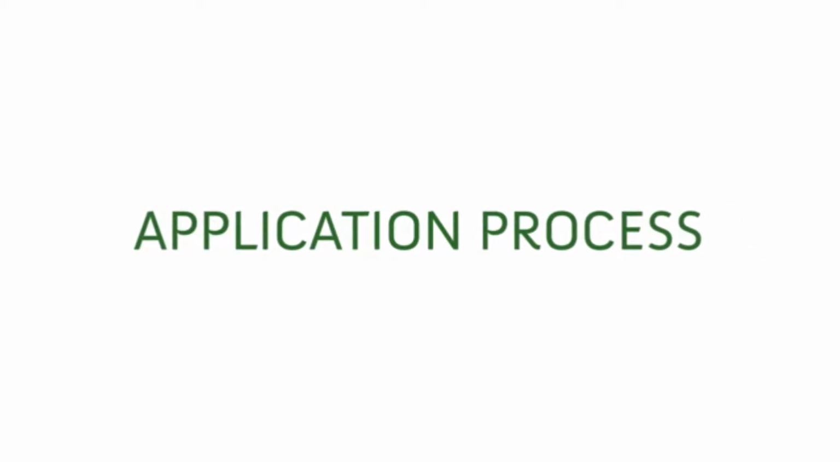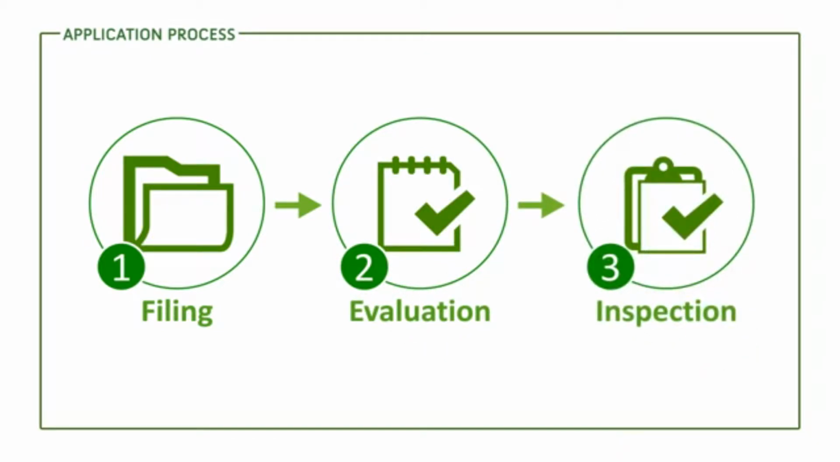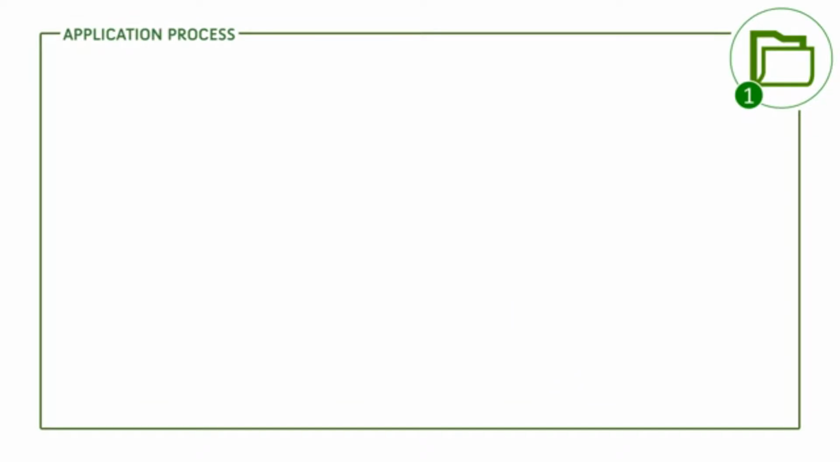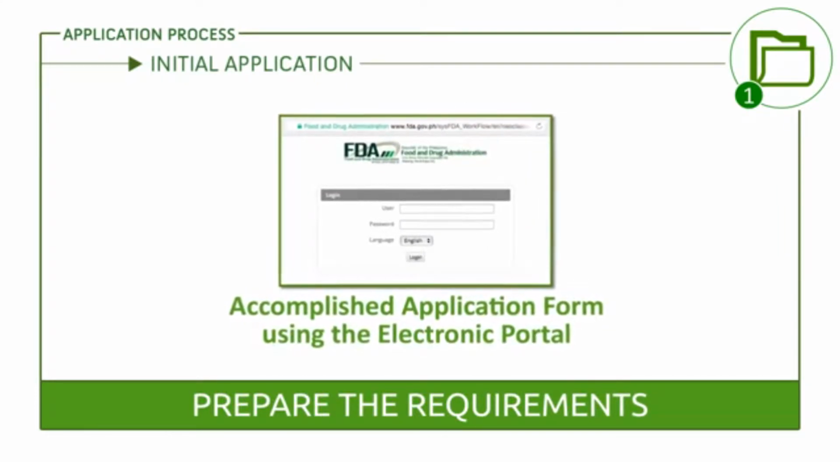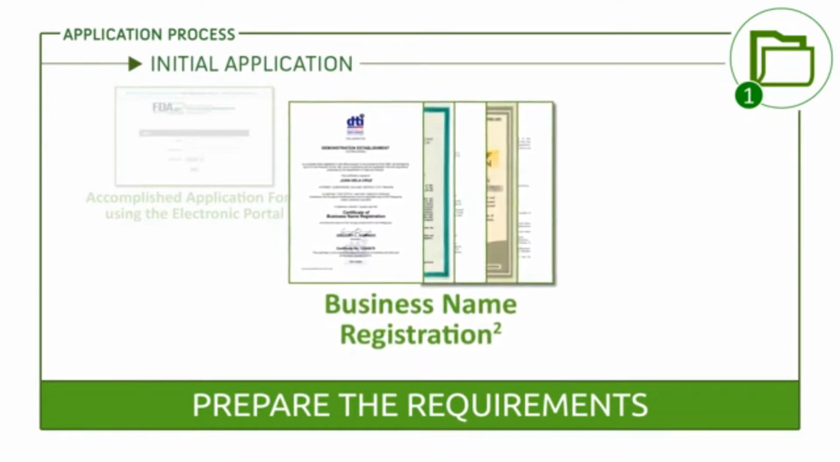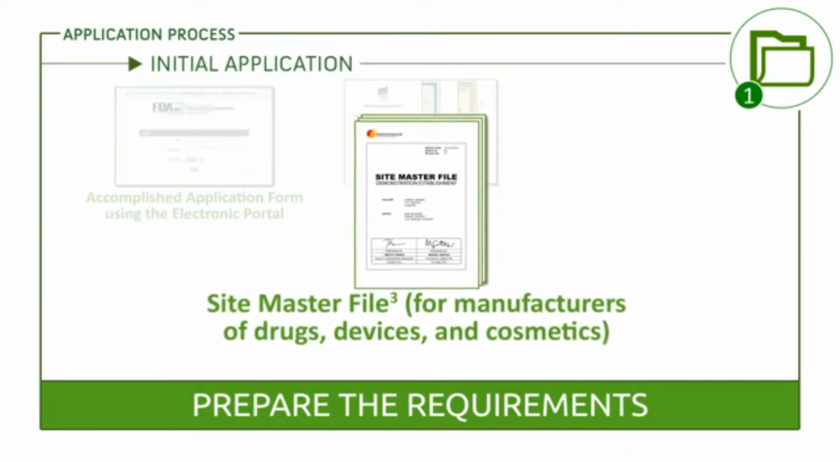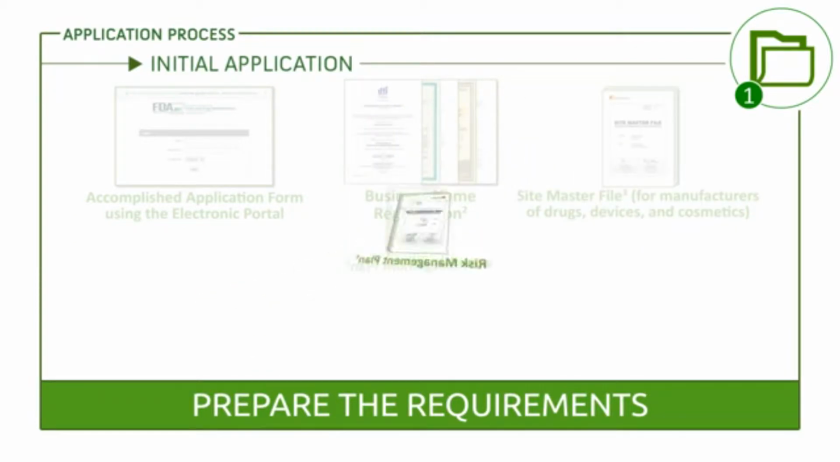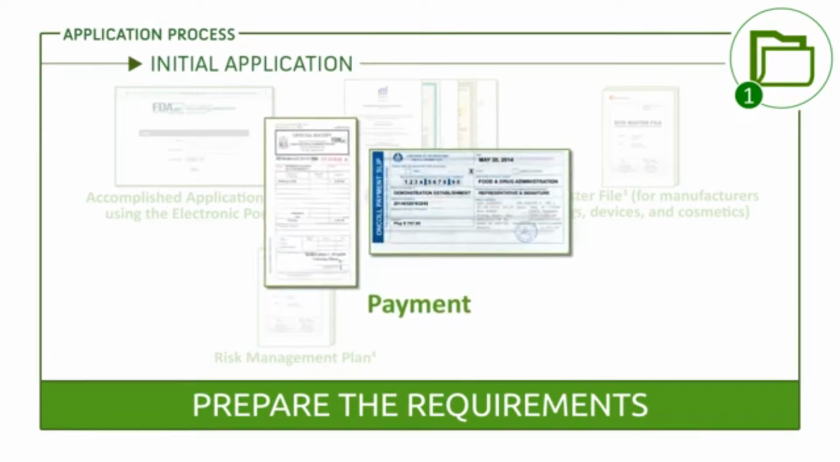Application process. Step 1, filing. Step 2, evaluation. Step 3, inspection. Step 1, filing. Prepare the requirements for initial application: accomplished application form using the electronic portal, business name registration, site master file for manufacturers of drugs, devices, and cosmetics, risk management plan, and payment.